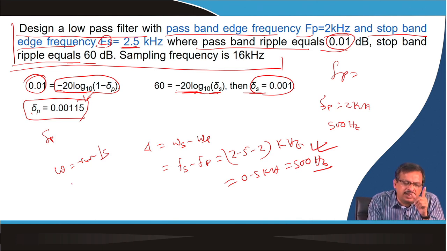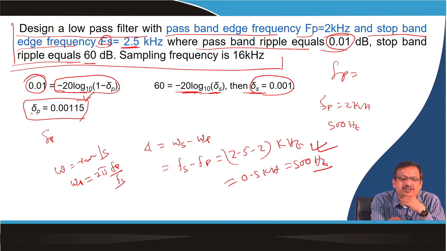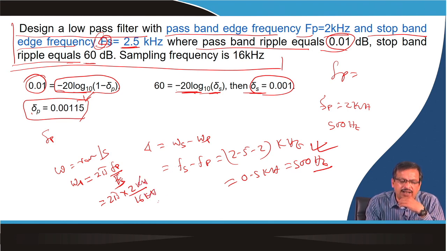So if I want to find out omega p, what is the value of omega p then? Omega p is nothing but 2 pi Fp by Fs. This Fs is not the other Fs, it is the sampling frequency, capital Fs. So omega p is equal to 2 pi into 2 kilohertz in this case divided by Fs, which is 16 kilohertz. So kilohertz cancel. I can say 2 pi into 2 divided by 16, which is equal to pi by 4.